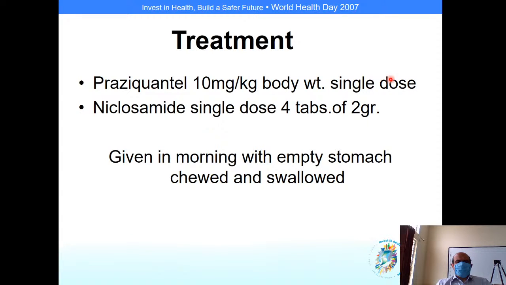Coming to treatment: praziquantel 10 mg per kg body weight, single dose. Niclosamide, single dose of 4 tablets of 2 grams, given in the morning on an empty stomach, chewed and swallowed.